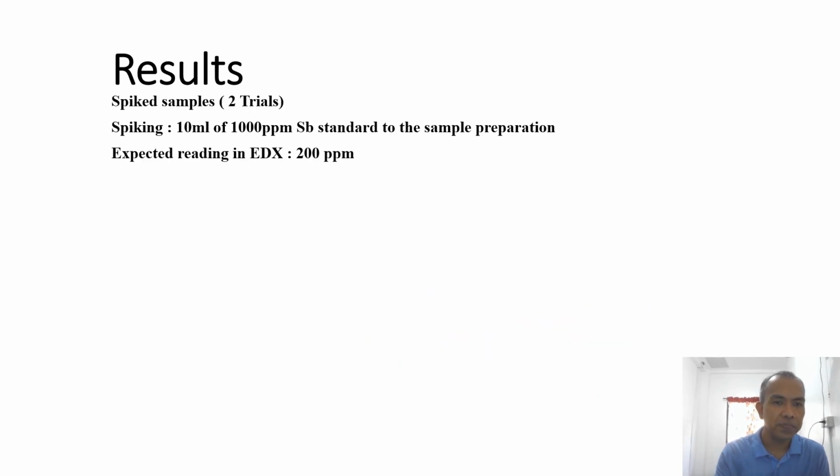For the result again, this is now the spike. So 10 ml of 1000 ppm standard to the sample preparation. So as is lang, sample prep lang, 1 gram of sample, 50 grams of the diluent, 0.07 molar HCl. The expected reading in EDX is 200 ppm.